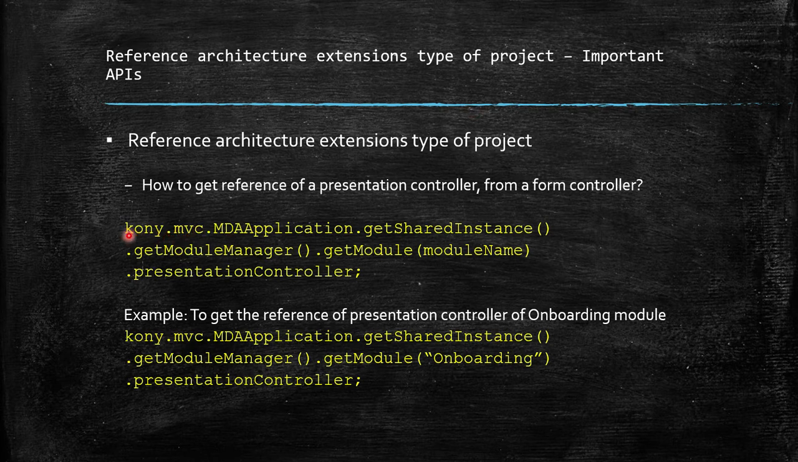So basically, if we want to get the reference of a presentation controller of a particular module which you have created inside a reference architecture extensions type of project, the API which you can use is Kony.mvc.MDAApplication.getSharedInstance. From that you will be getting the module manager, and in getModule, you will have to pass the name of the module for which you need to get the reference, and from that you will be able to get the presentation controller reference.